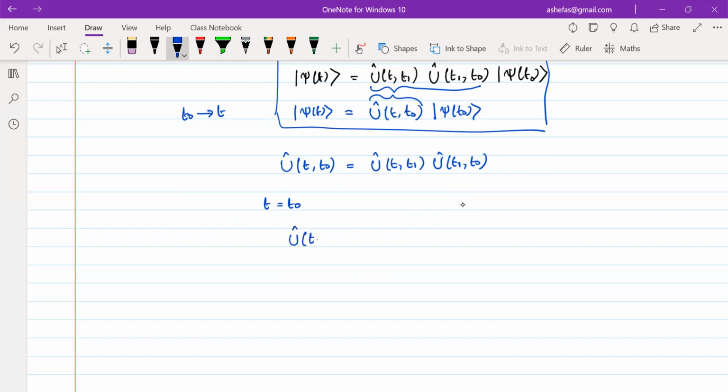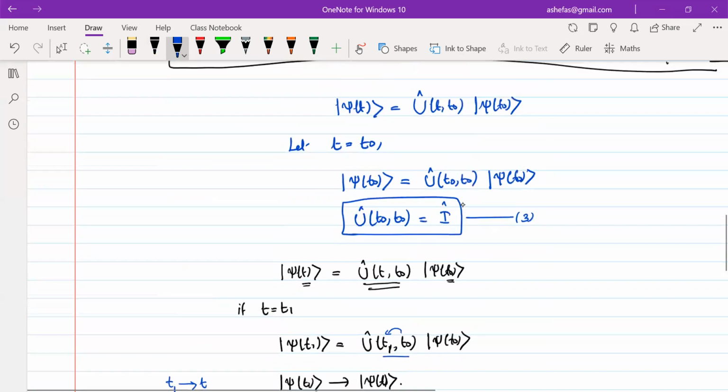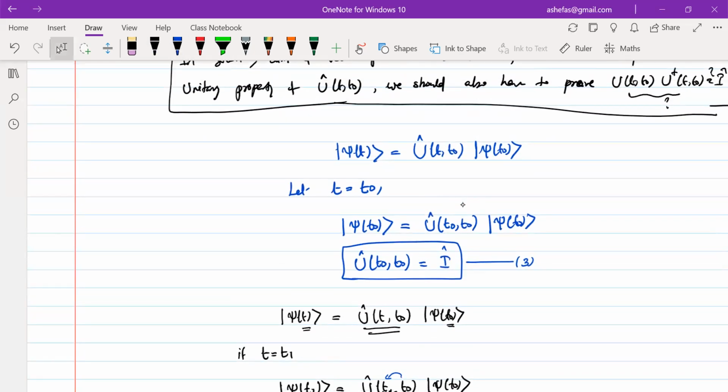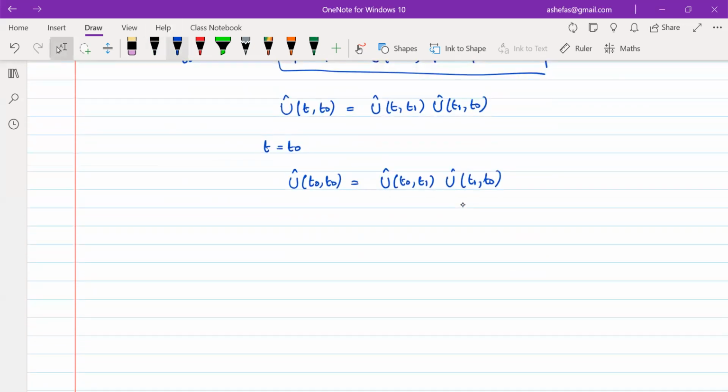Okay, now here just replace t with t0. The left side becomes U(t0,t0) equals U(t0,t1) U(t1,t0). Now what would be U(t0,t0)? U(t0,t0) is identity as per equation number 3. So hence this would be equal to identity. Writing the right side first, U(t0,t1) U(t1,t0) would be identity.